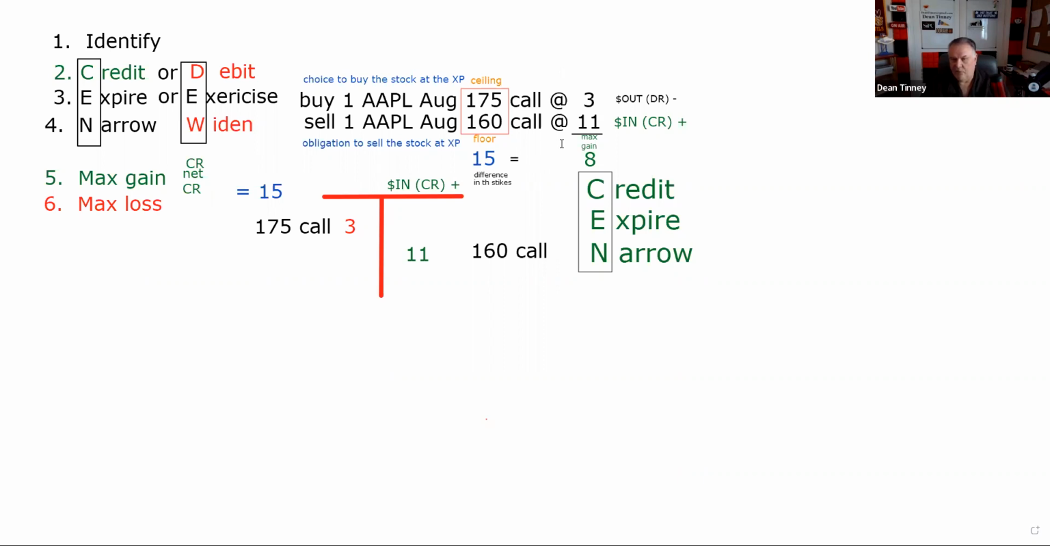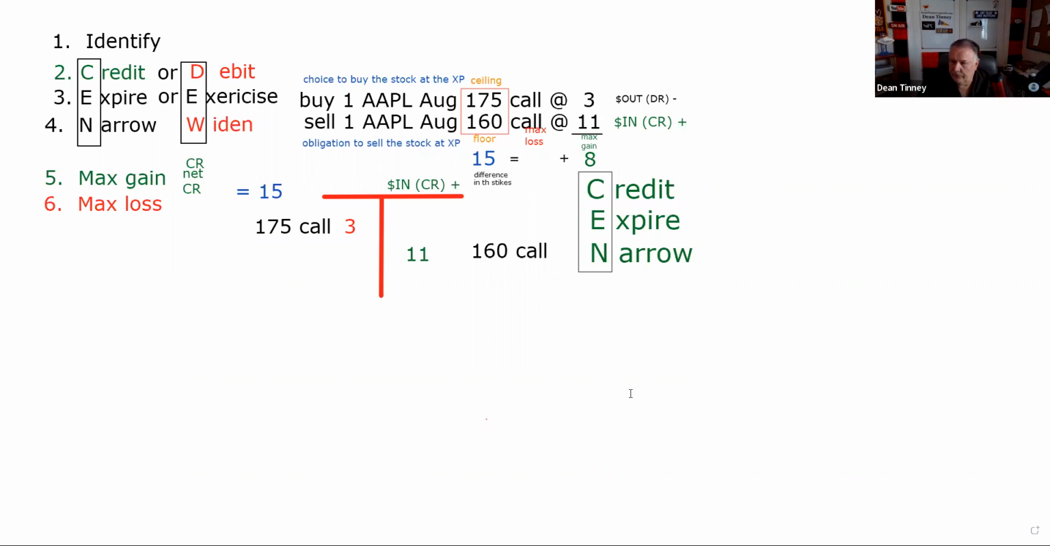Now, the reason that's helpful is because we know that the gain and the loss equals the difference in the strikes. So that means something, remember this from grade school? Something plus 8 equals 15.